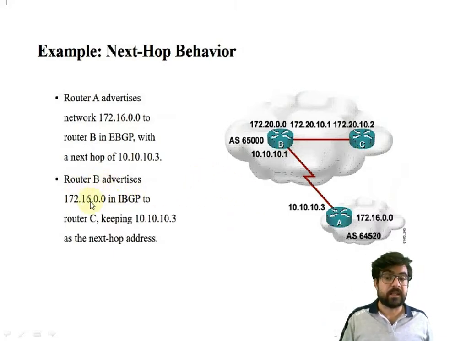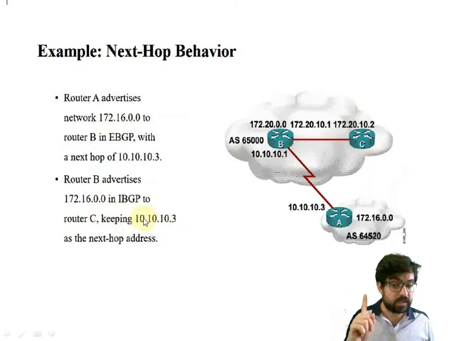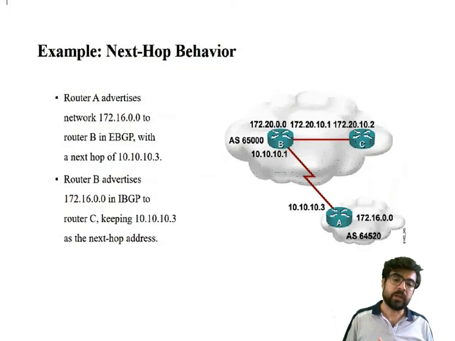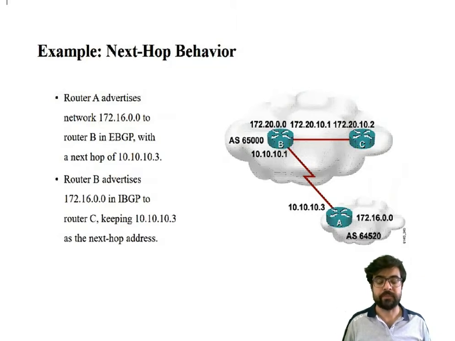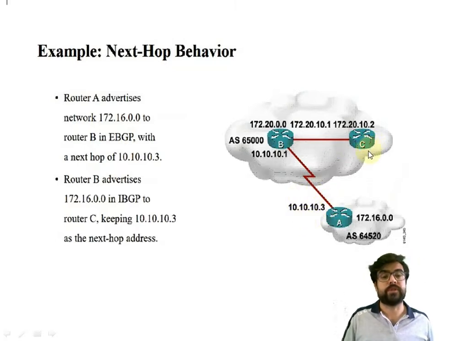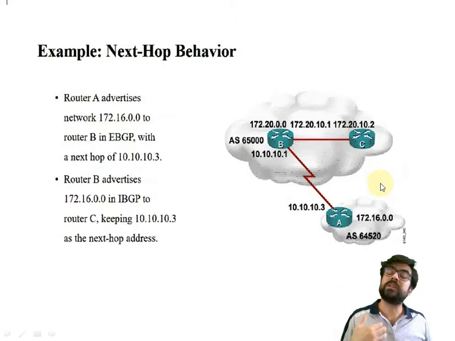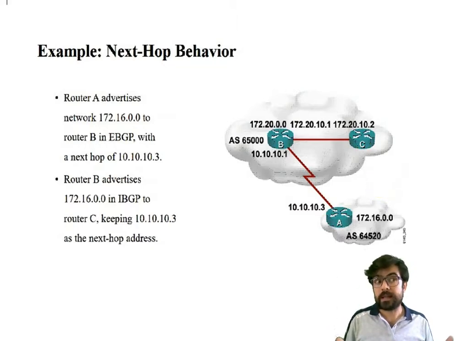Router B advertises that network, 172.16.0.0, in iBGP because it's internal, to router C, keeping 10.10.10.3 as the next hop address. So what is the problem with that? Imagine router C is going to send some update to router A. The next hop of that network 172.16.0.0 is 10.10.10.3, which is not reachable for me. What am I supposed to do? I cannot do that.